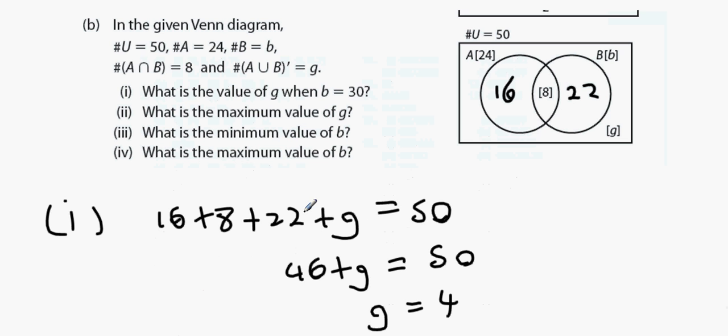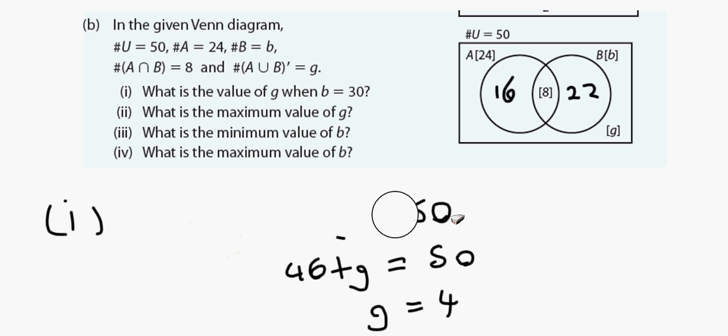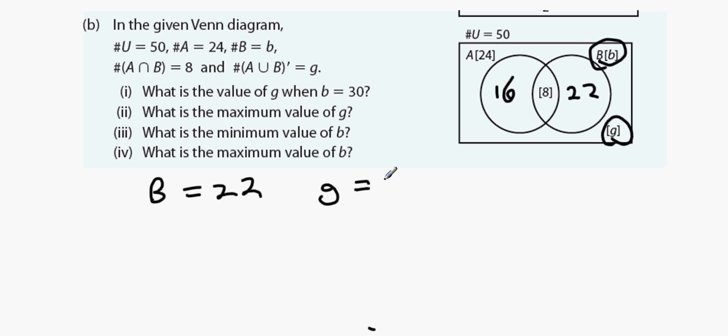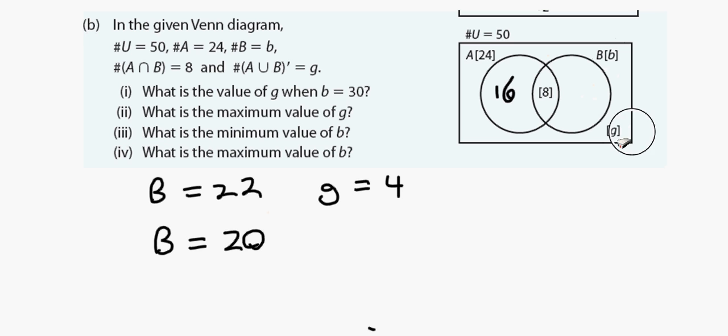Okay, next one. What is the maximum value of G? So let's experiment around with this. To find a maximum value we need to know what happens to the variables. There's two variables. B is a variable and G is a variable. The last time B equals 22, G was equal to 4. Now let's either higher or lower the value of B. It doesn't matter. So I'm going to put in B equals 20. Something very easy, okay? So B equals 20.